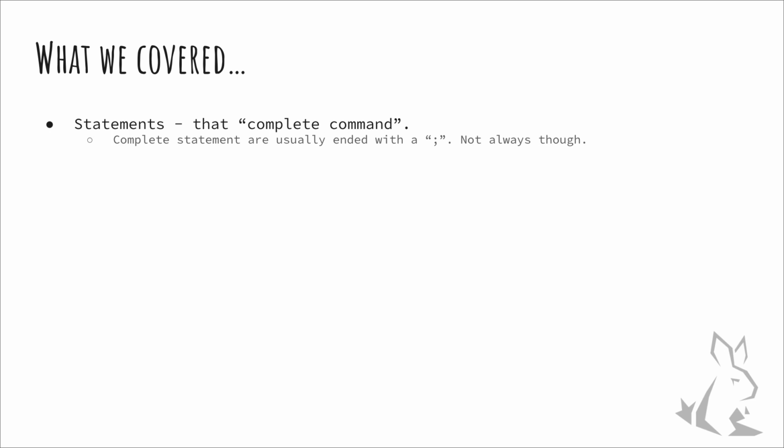We covered how a complete statement is usually ended with a semicolon in most languages, but they can be ended in different ways as well. Swift and Python don't have semicolons at the end of their lines. They just use a new line to represent a new statement.